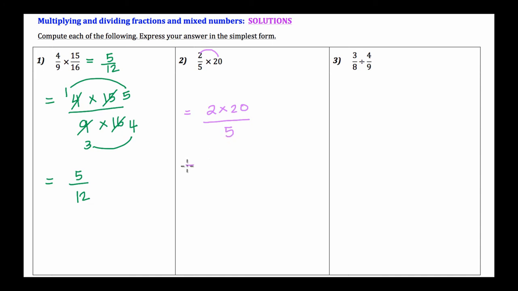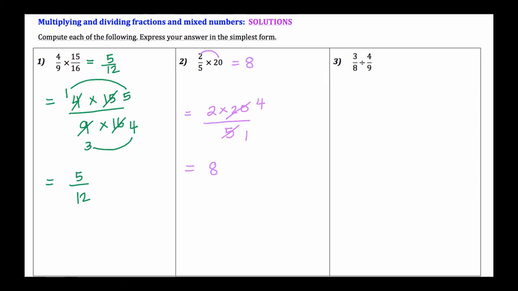Now again, I prefer to cross cancel and simplify first. So a factor that's common to the numerator and the denominator is 5. So 20 divided by 5 is 4 and 5 divided by 5 is 1. Now that you're done with cross cancelling, you multiply the numerators and you have 2 times 4 is 8. So 2/5 of 20, or 2/5 times 20, is equal to 8.